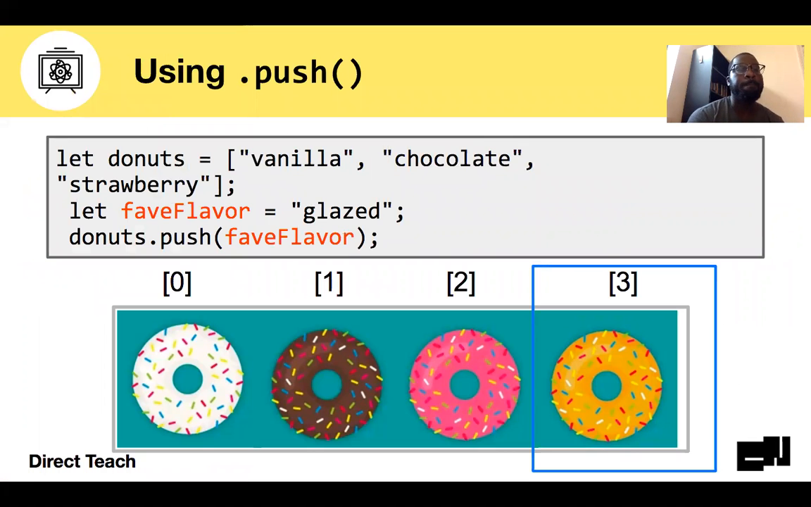All right. So now we can also use dot push in this way. It's kind of showing off what we talked about just now. So we have the donuts array, we're pushing in glaze, and now you can see at the index of 3, you can see the glazed donut with some sprinkles on it. So at 0, we have vanilla. At 1, we have chocolate. At 2, we have strawberry. And now we have glazed in there because we've used dot push.